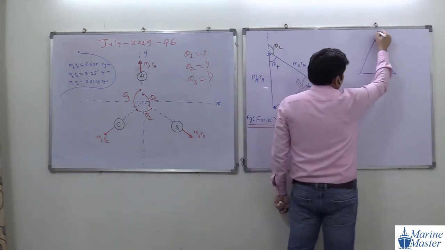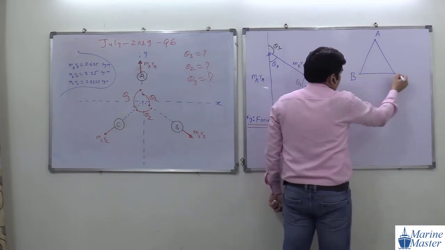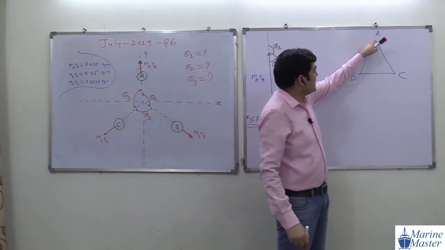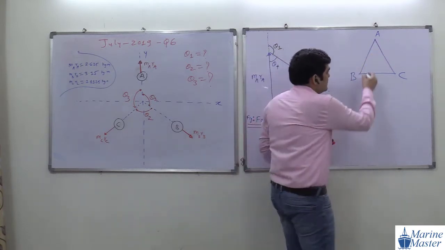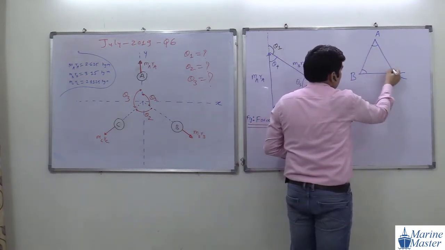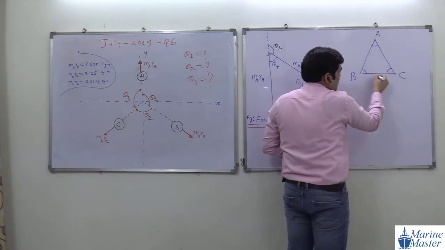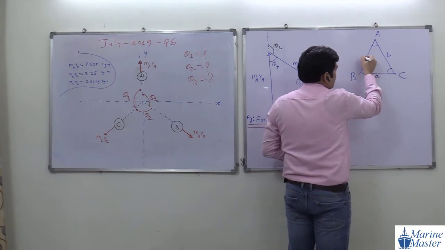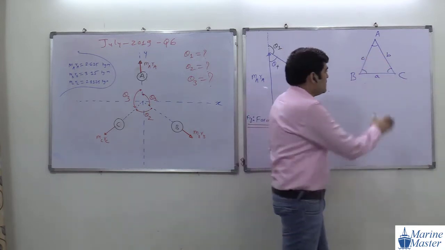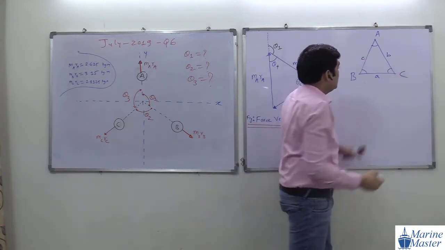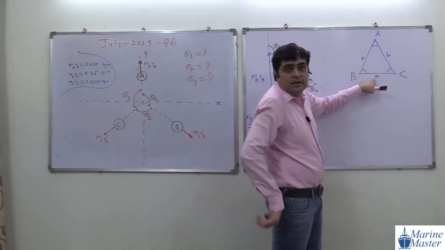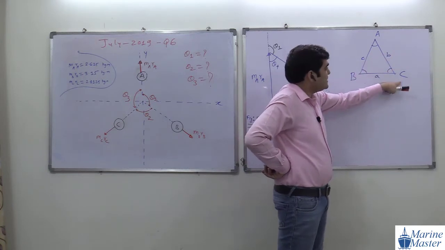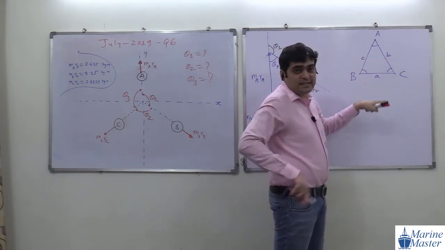This is angle A, this is angle B, this is angle C. Okay, ABC is a triangle. Angle A is opposite small a, angle B is opposite small b, and angle C is opposite small c. See the point. Angle A is opposite what? Small a. Angle B is opposite what? Small b. Angle C is opposite what? Small c.